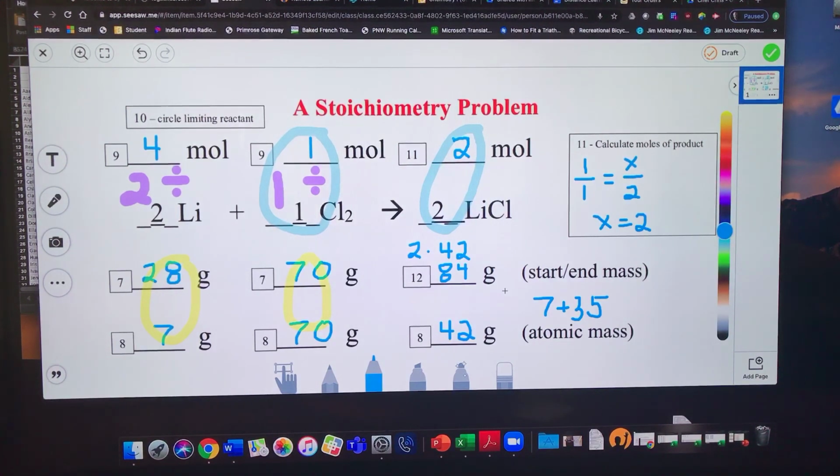Okay, so that's how we're going to do these. And your work in Seesaw for today is to just be able to do one of these, just one stoichiometry problem, and it is laid out identical to what I just did here for you. All right, have at it.